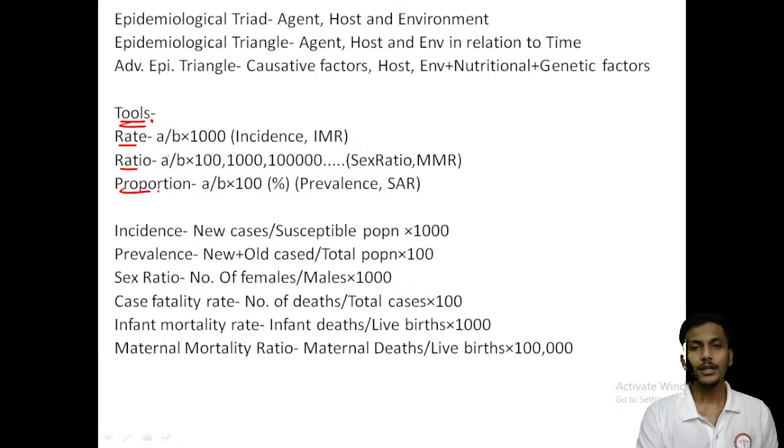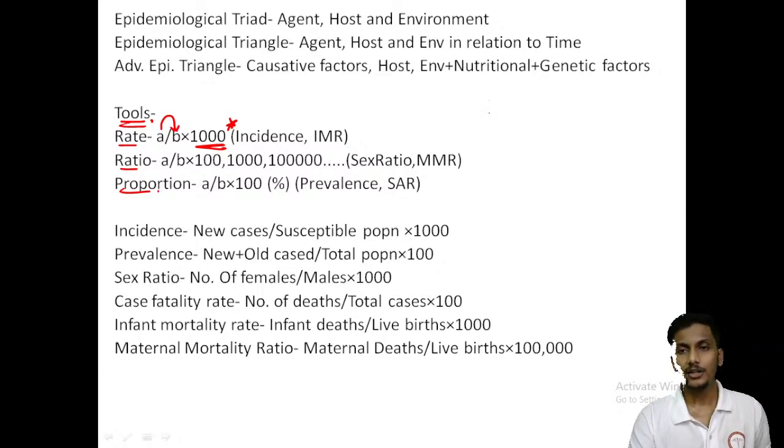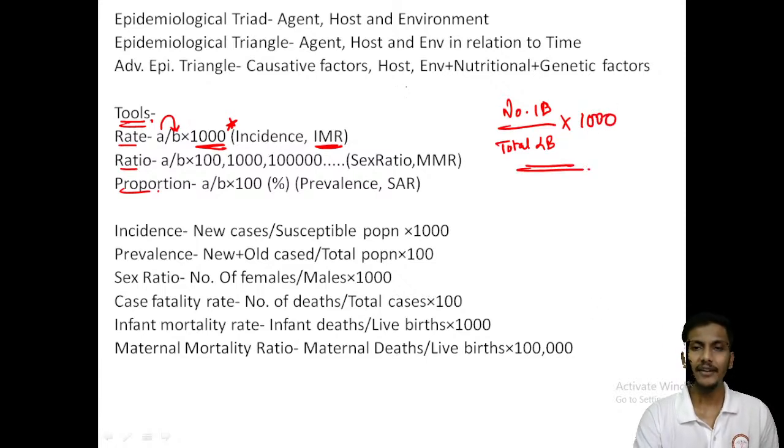So what is important over here? The multiplier is important. Remember, the multiplier in cases of rate is always 1000. The second important thing is that A is part of B, that is, the numerator is part of the denominator. For example, for the infant mortality rate, the number of infant deaths upon the total number of live births into 1000. So this is the formula for your infant mortality rate or IMR.